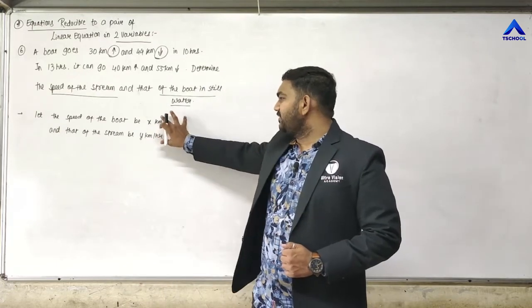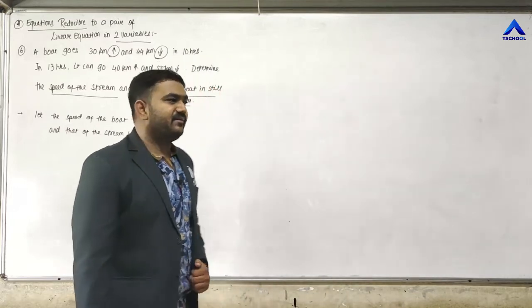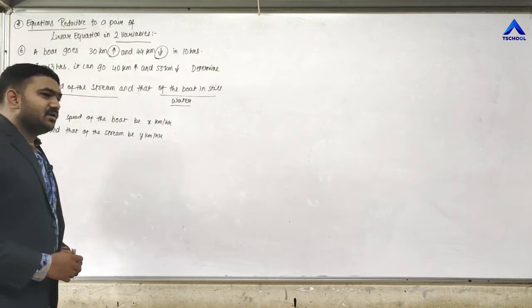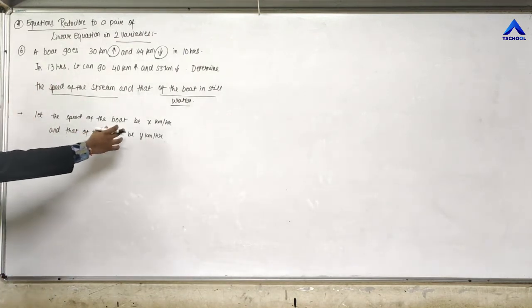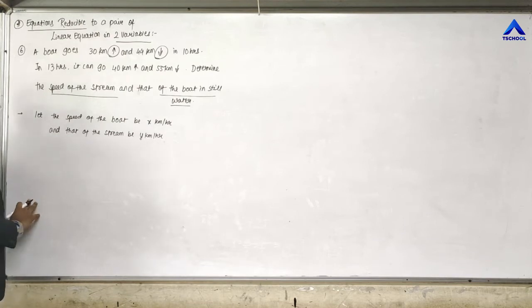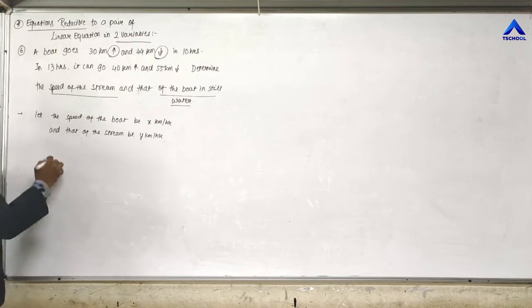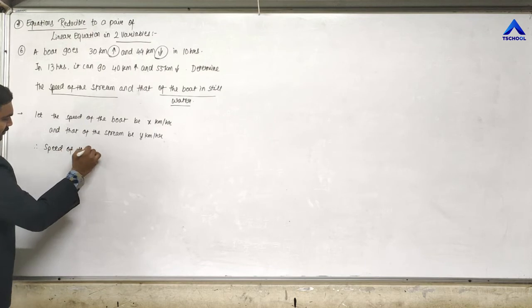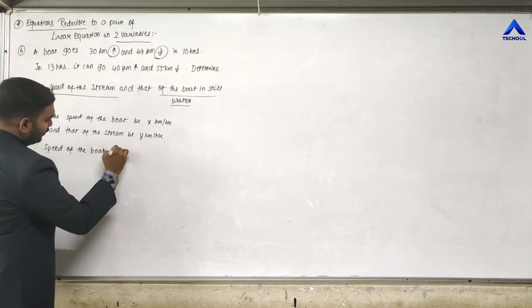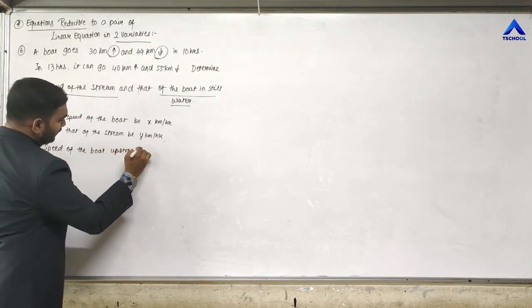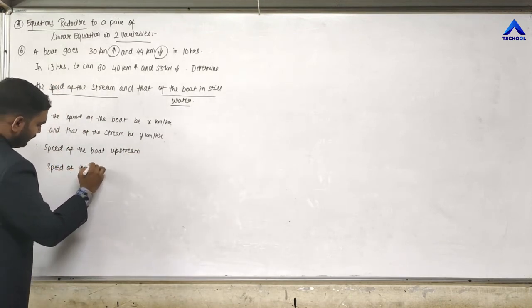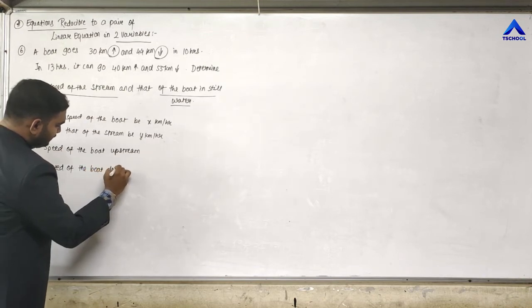So we have already taken the speed of the boat as x km/h and the speed of the stream as y km/h, right? So we are going to now find out the conditions when the speed of the boat is upstream and the speed of the boat is downstream. Therefore, speed of the boat upstream and speed of the boat downstream.